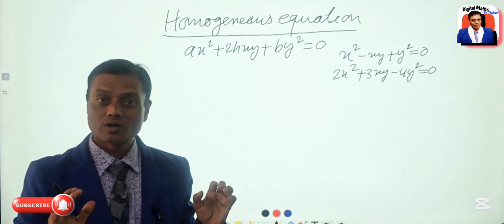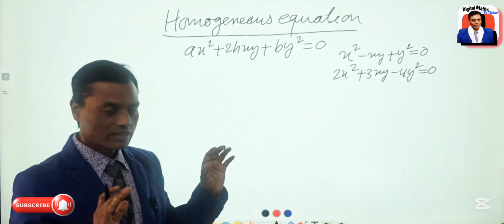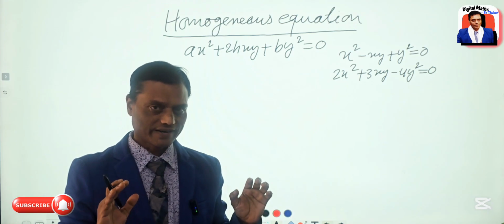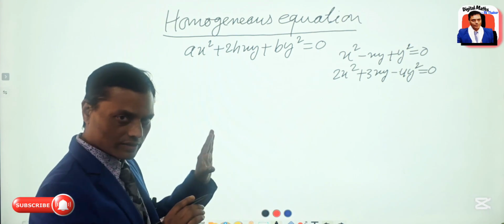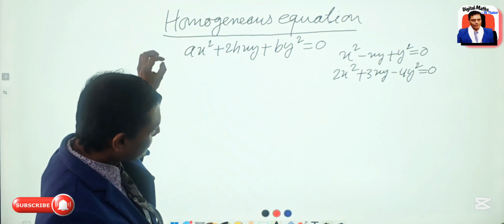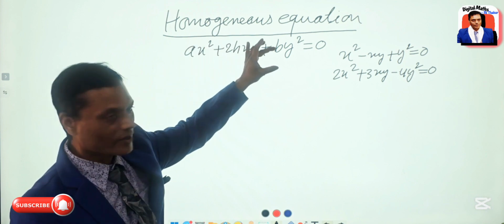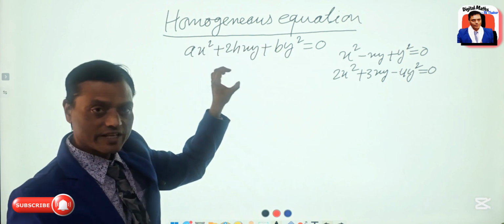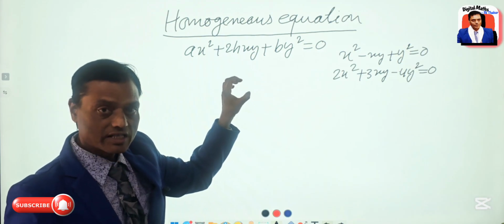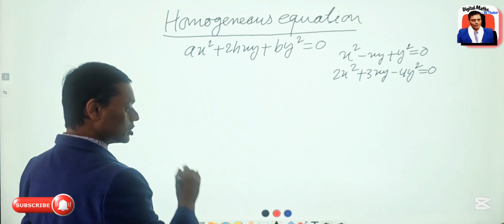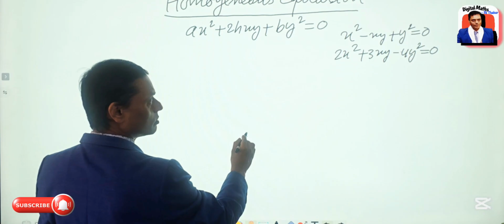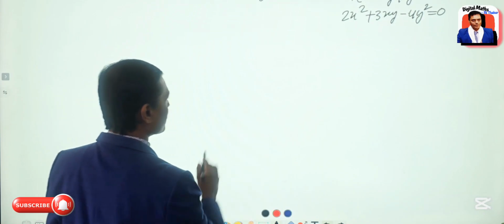So we are going to prove one thing that's very important. That's one derivation. So the derivation is: prove that the homogeneous equation ax squared plus 2hxy plus by squared equals 0 always represents a pair of straight lines passing through origin. Right? So how to prove that? Let's discuss that topic.